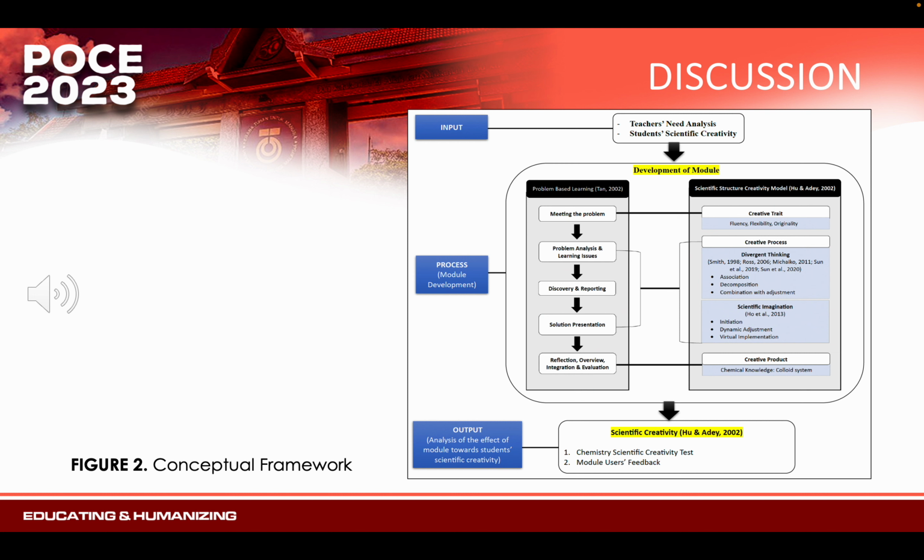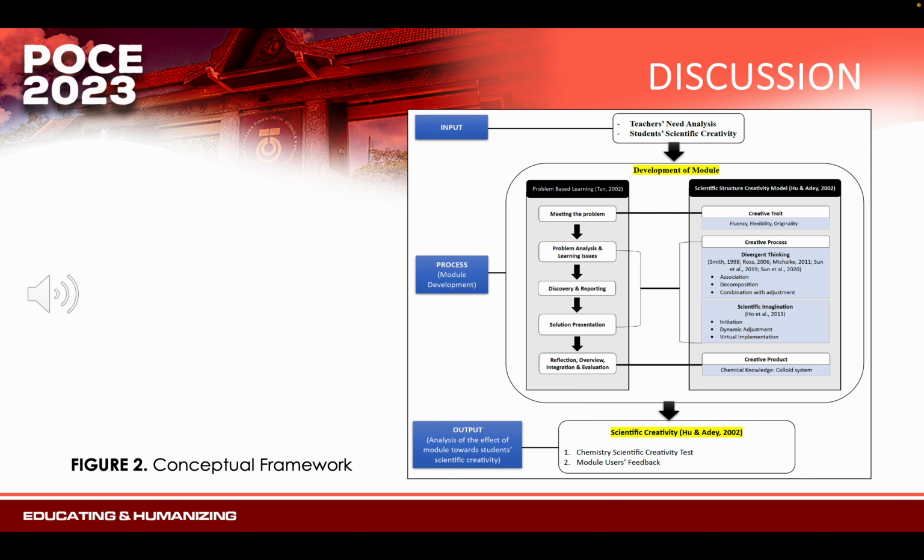The second component is process. So in this process, it will be module development. Okay, it will be a combination of problem-based learning by 10 2002 and the scientific structure creativity model. Why problem-based learning? Because problem-based learning is student-centered learning. So it has the potential to enhance scientific creativity. However, it needs another component to boost scientific creativity, which is the scientific structure creativity model.